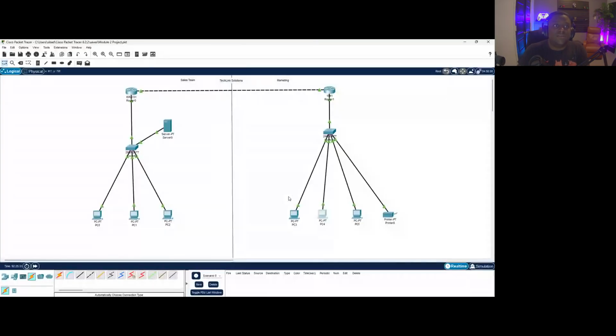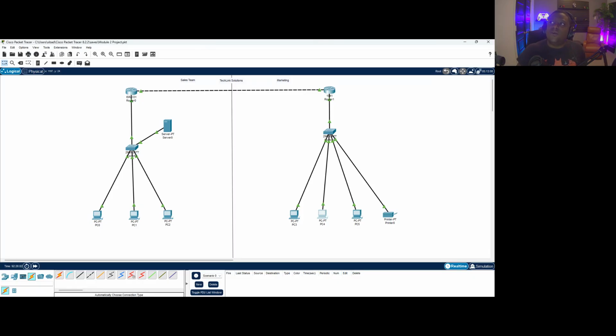So first off, I'm going to show you Cisco Packet Tracer. In Cisco Packet Tracer, I basically pulled out two routers, router 0, router 1, two switches, switch 0, switch 1, and 6 PCs. I've connected the switch 0 to the router 0. I connected the PC 0, PC 1, and PC 2 to the switch 0, and also connected PC 3, PC 4, and PC 5 to switch 1.